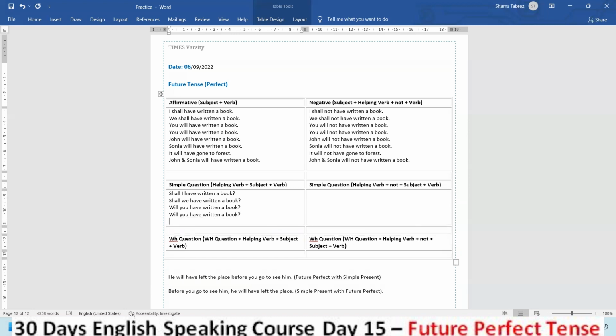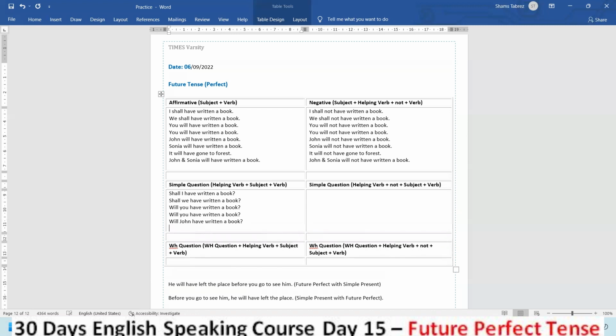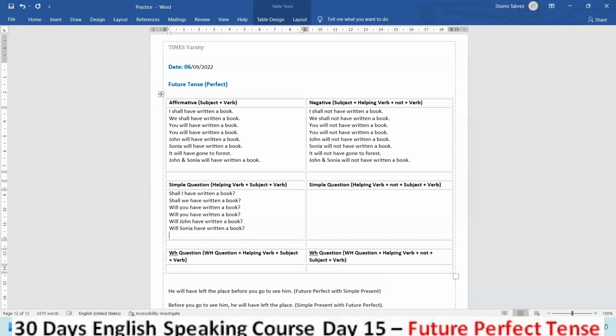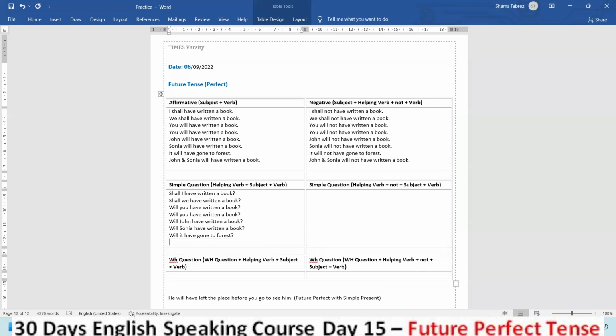Perfect. Will John have written a book? Will Sonia have written a book? Will it have gone to forest? Perfect. Will it have gone to forest? Will John and Sonia have written a book?